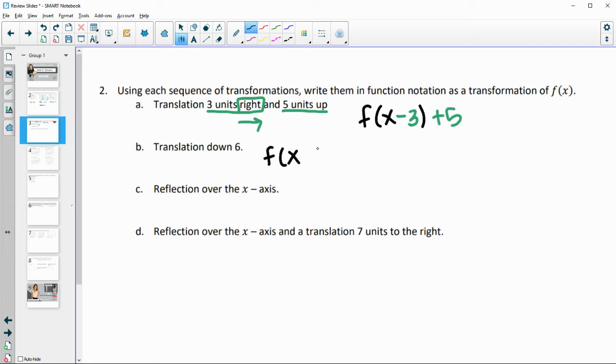Next one is a translation of 6 units down. So 6 units down is on the outside, so that's just going to be a -6. So that's just going to be f of x -6.